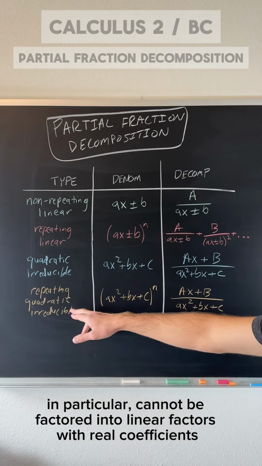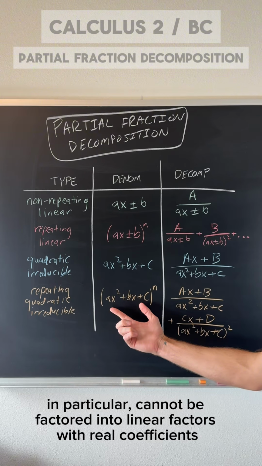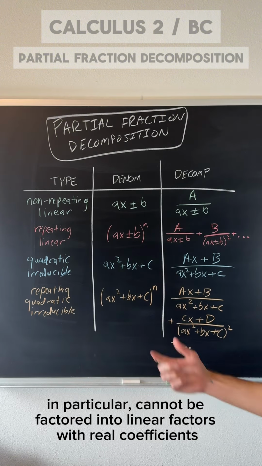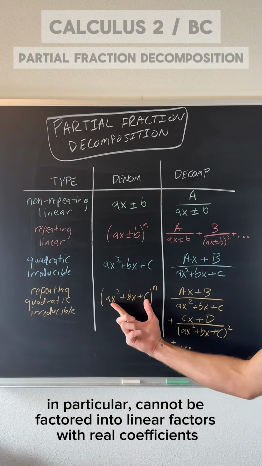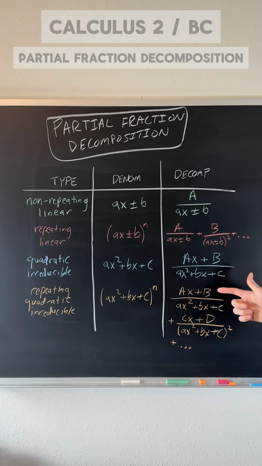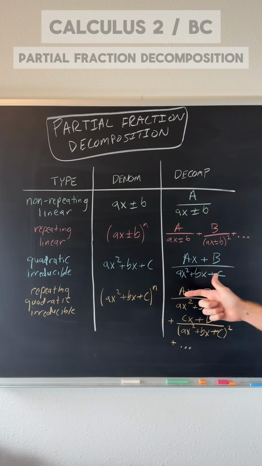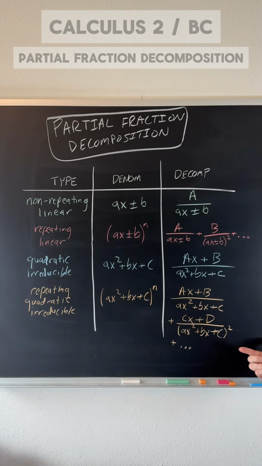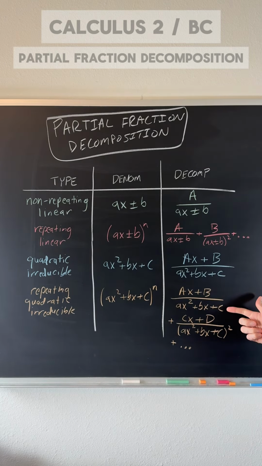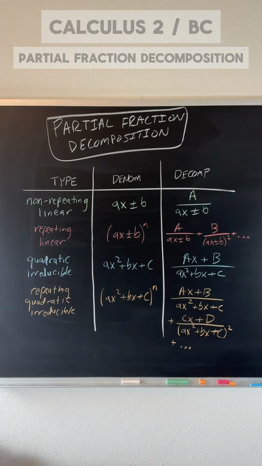And our repeating quadratic irreducible factors, which come in the form ax squared plus bx plus c to some power n, where of course the inside here is a quadratic that cannot be reduced or factored. That decomposes into fractions with the numerators being these linear terms Ax plus B, Cx plus D, and so on, and the denominators being that quadratic irreducible ax squared plus bx plus c with increasing power until we reach the power that was given from the original factor.